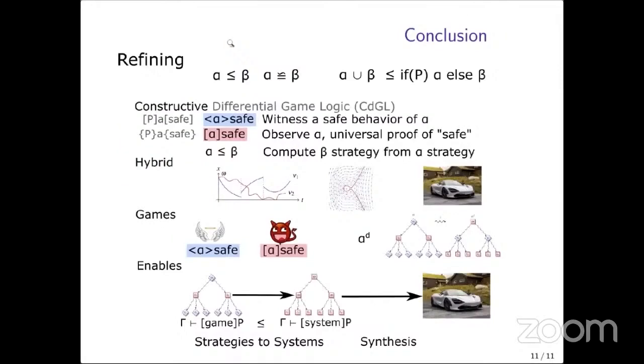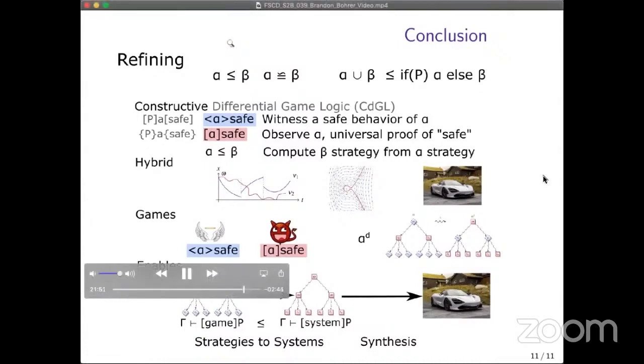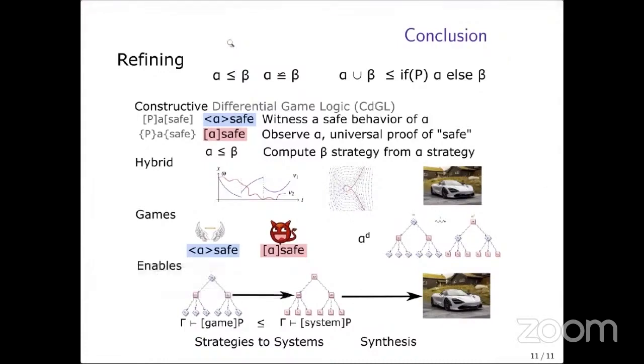In conclusion, let's review all the main components of this talk. We developed a refinement logic. This lets you say whether the behaviors of alpha are more than the behaviors of beta. You can also say if they are equal. Refinement is useful for practical verification where you want to prove a simple system and conclude something about a complicated system. We did this in the setting of a constructive differential game logic, which is the subject of tomorrow's talk at IJCAR.